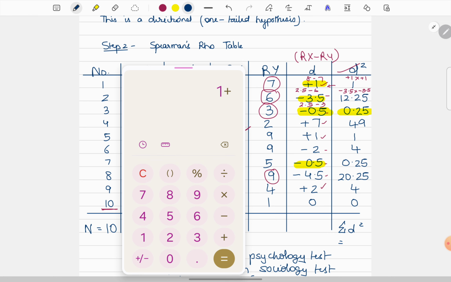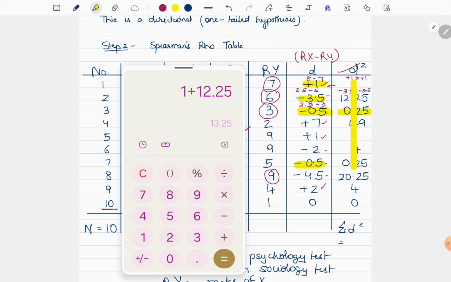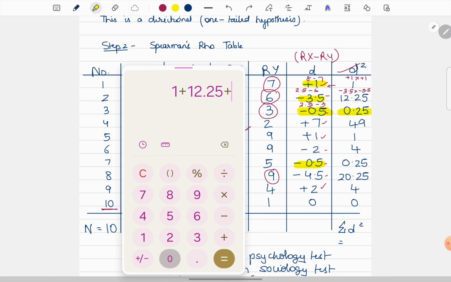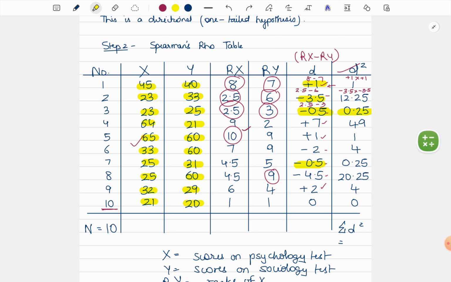So 1 plus 12.25. You can see I'm just adding all the values vertically on the last column. Plus 0.25, plus 49. Just be careful when you are entering to maintain the decimals as they are there. Plus 0.25 plus 20.25 plus 4. This gives 92. So sum of d squared is 92.